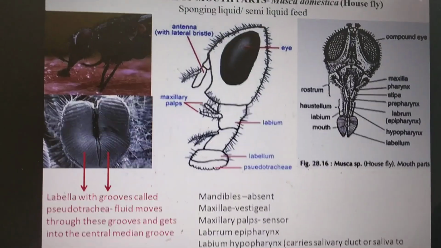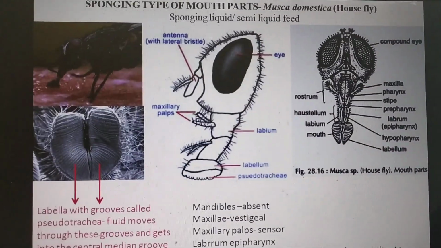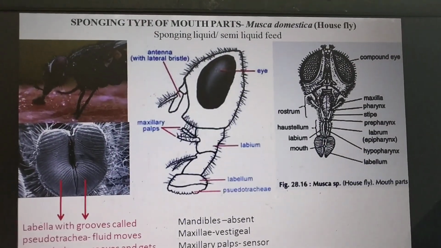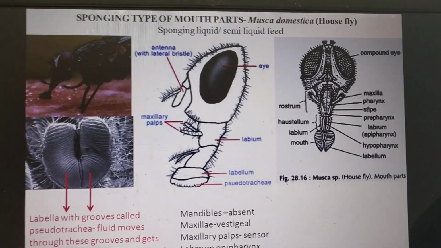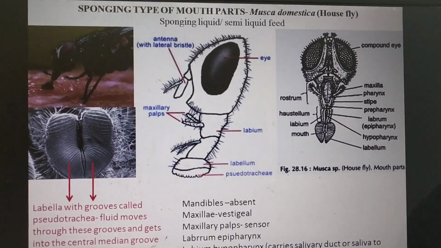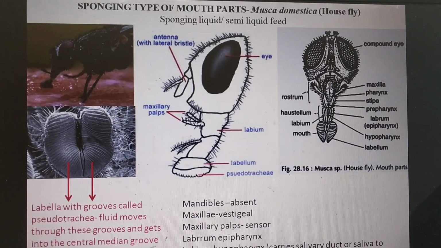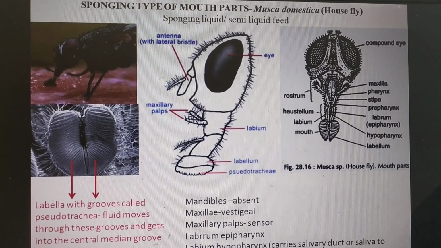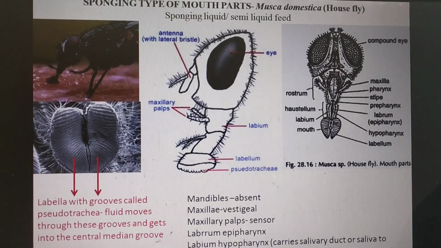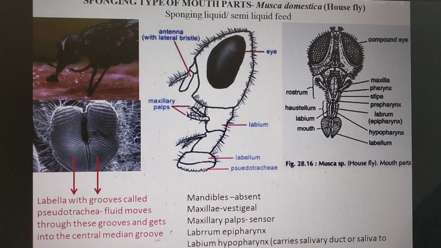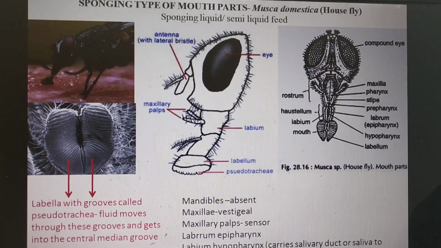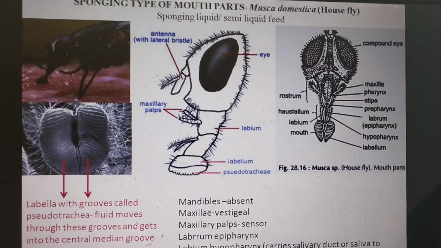Now coming to the fourth type of mouth part, that is the sponging type of mouth part. In sponging type of mouth part, this mouth part is mainly found in the case of muscid flies, Musca domestica. These flies mainly feed on liquid food or semi-liquid food.